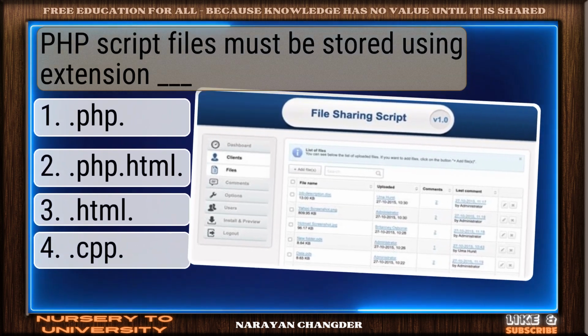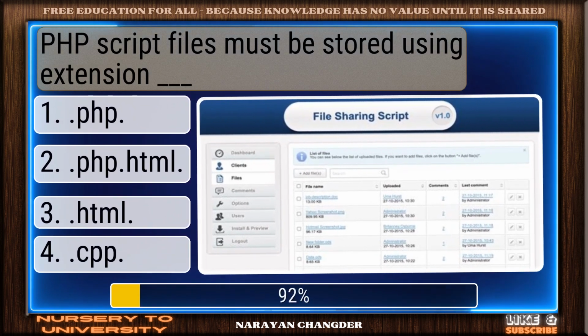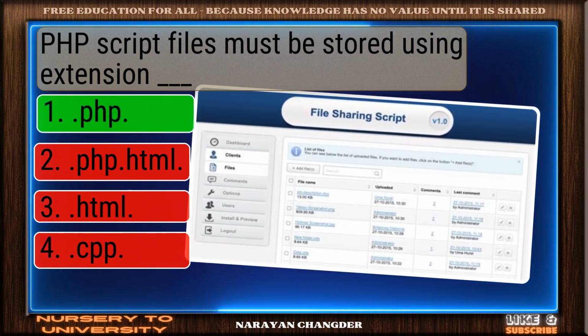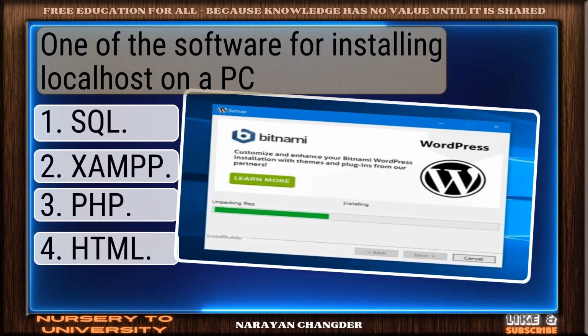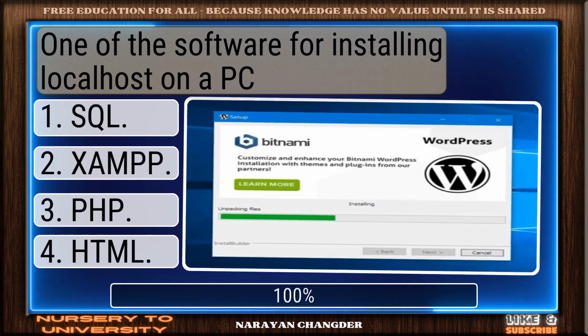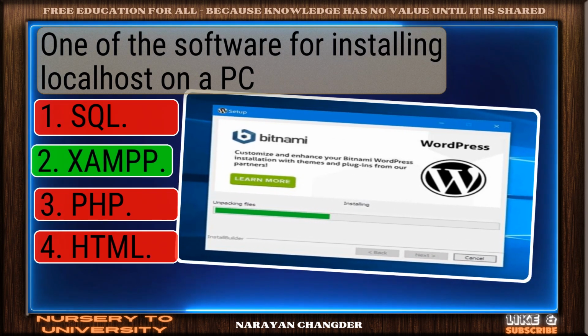PHP files must be stored using extension dash. Strong choice. PHP is the right answer. Question number 10. One of the software for installing localhost on a PC. Excellent choice. XAMPP is the right answer.